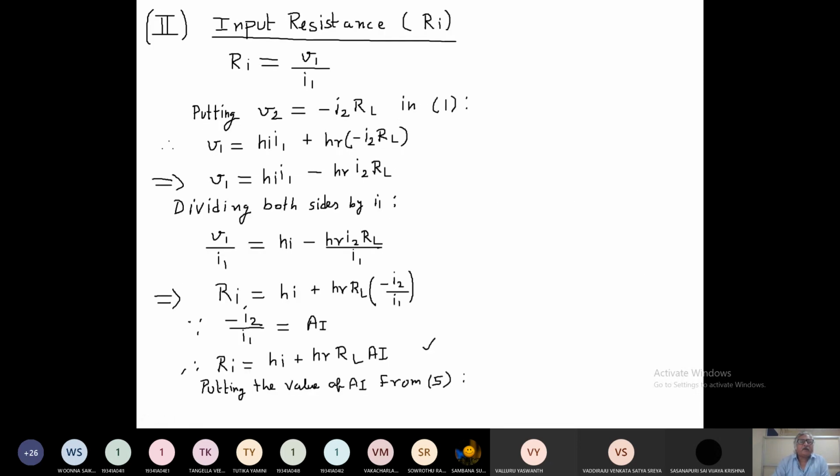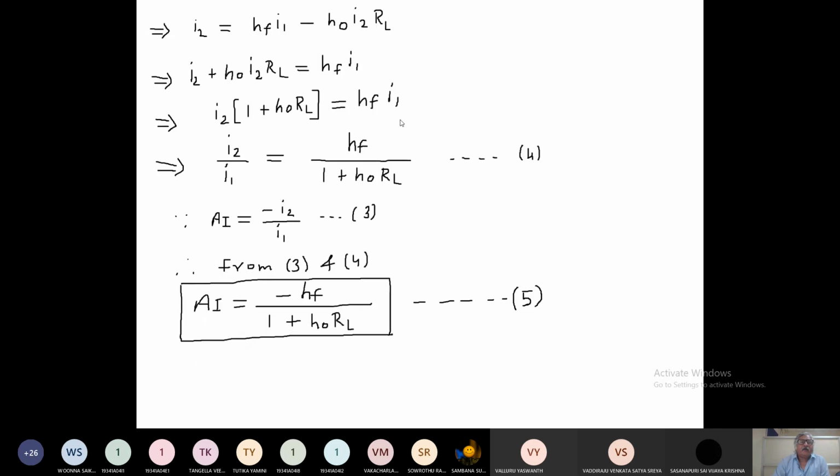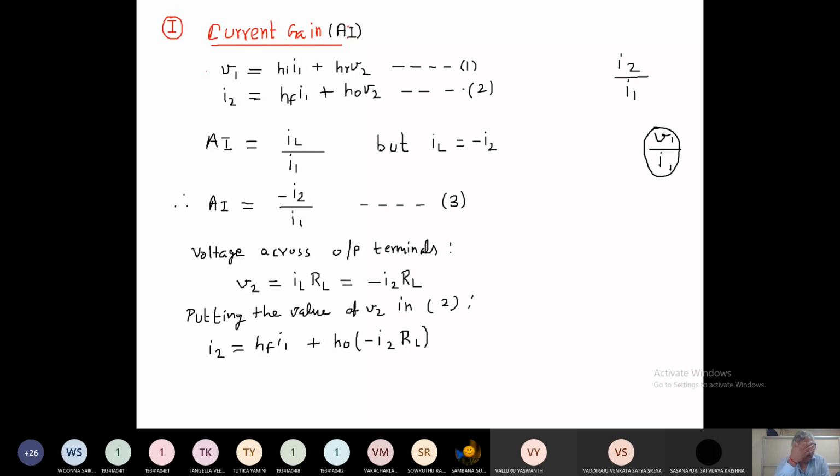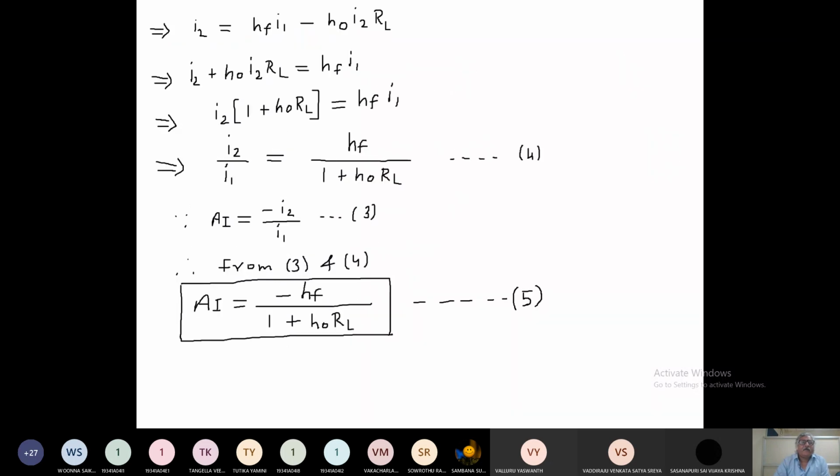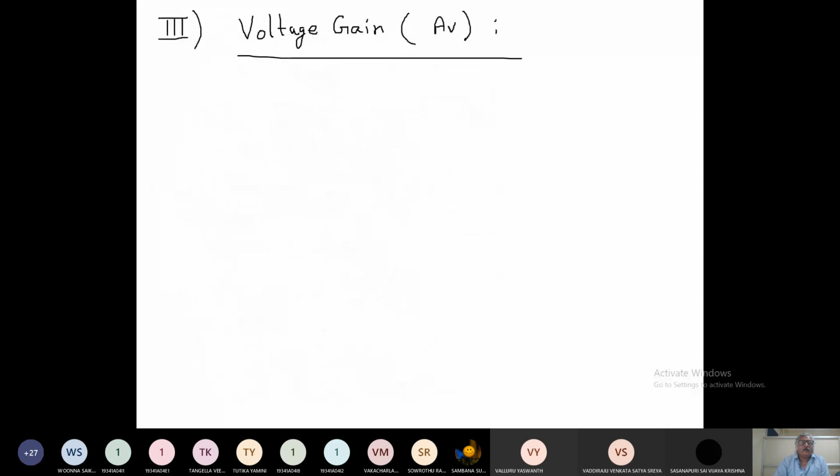Already in the last class we discussed the input resistance, and before that we discussed the current gain, right? So these are called the AC parameters of an amplifier. Now we will see the voltage gain. This AV is the voltage gain.